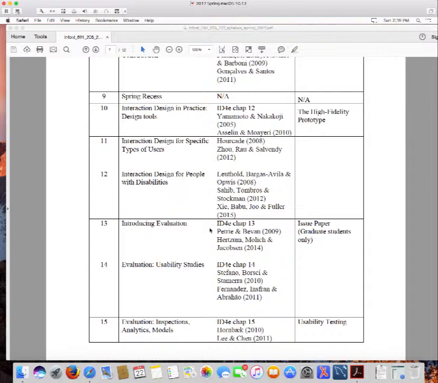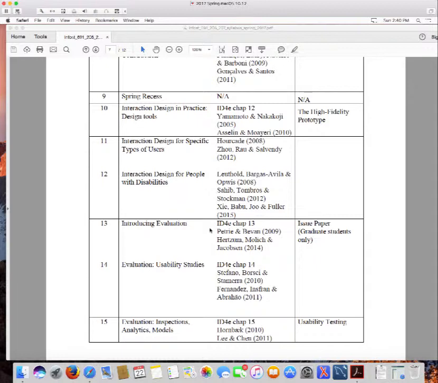Then we're going to get into evaluation. Okay, so what we want to be able to do is to evaluate a user interface. And we're going to cover chapter 13 from the textbook. And we've got 2 articles to read. Now, there are, in this course, both graduate students and undergraduate students, and the requirements are different. And the primary difference is that there's an issue paper the graduate students are expected to write, and that'll be due in week 13.